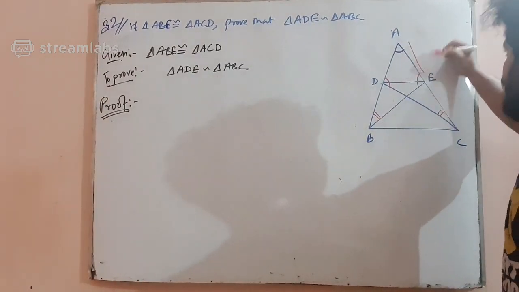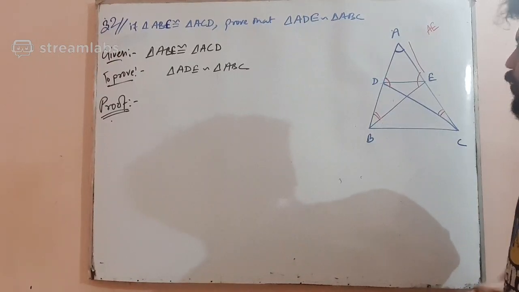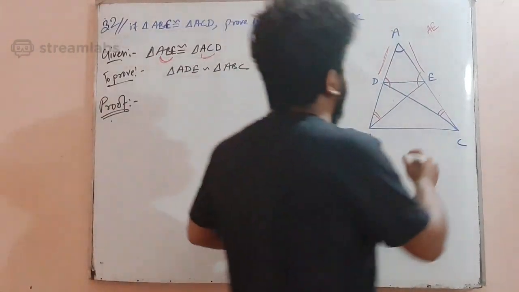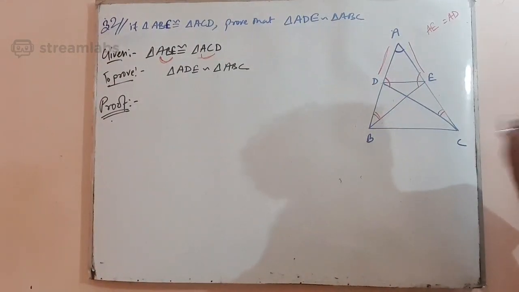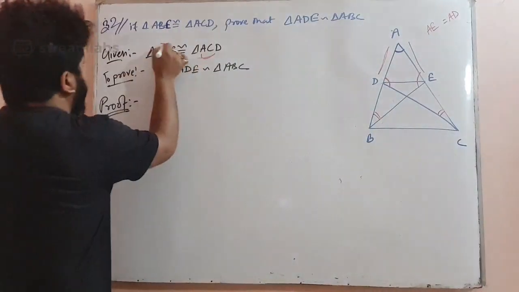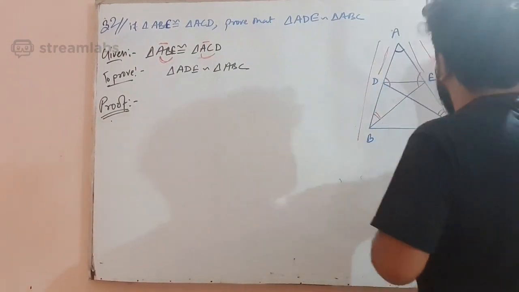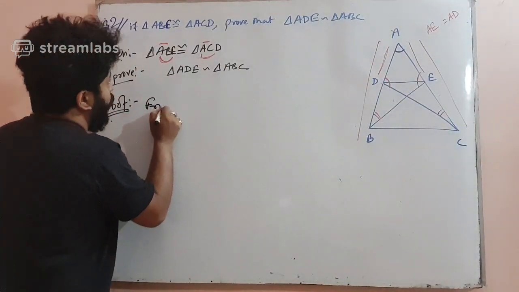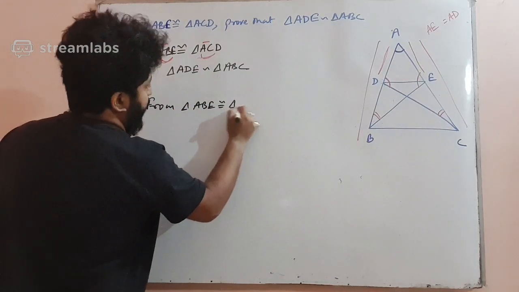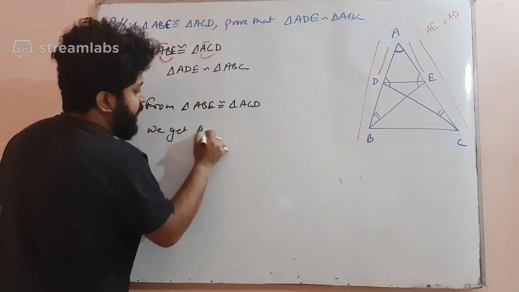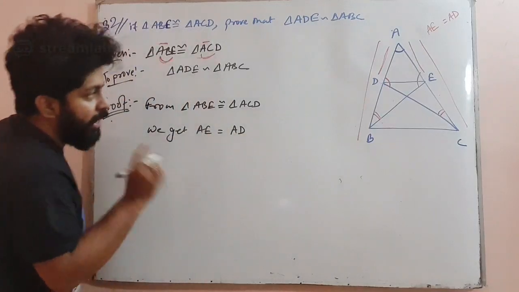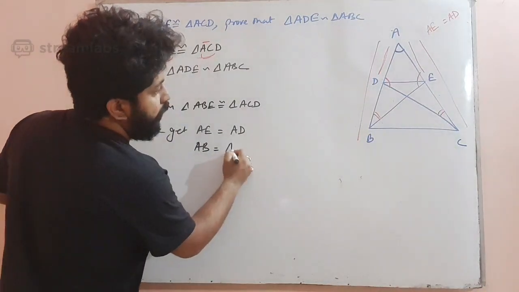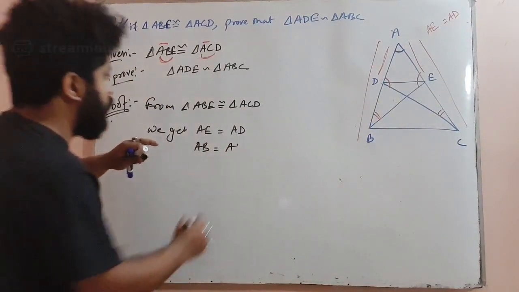ABE मतलब साइड AE. अच्छा, और ACD मतलब साइड AD. अच्छा अच्छा, AE और AD इक्वल है. अच्छा जी, और एक बात है, AB और AC इक्वल है. अच्छा जी, AB और AC इक्वल है तो हो गया. क्या है देखो. Okay, see, from triangle ABE congruent to triangle ACD we get AE is equal to AD. Fine. And we also get AB is equal to AC.